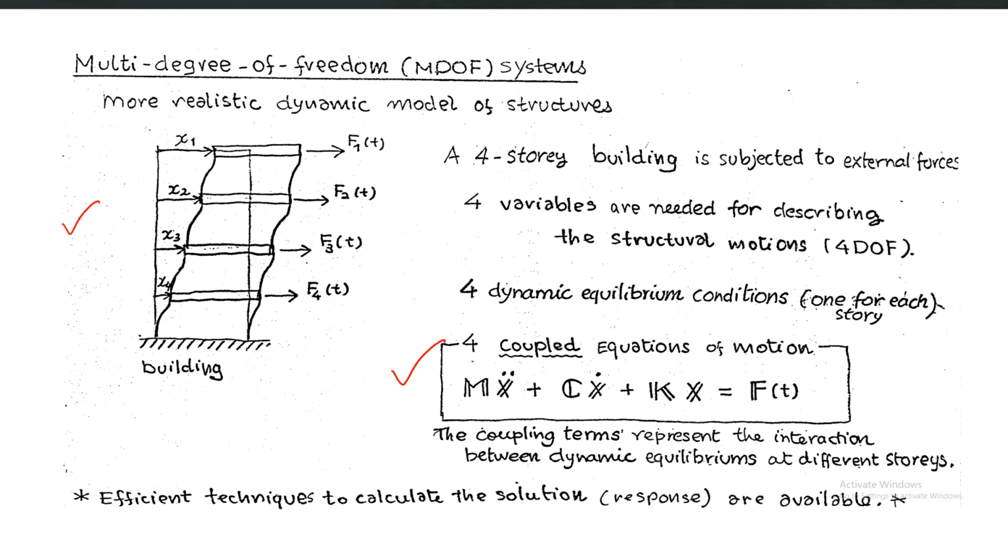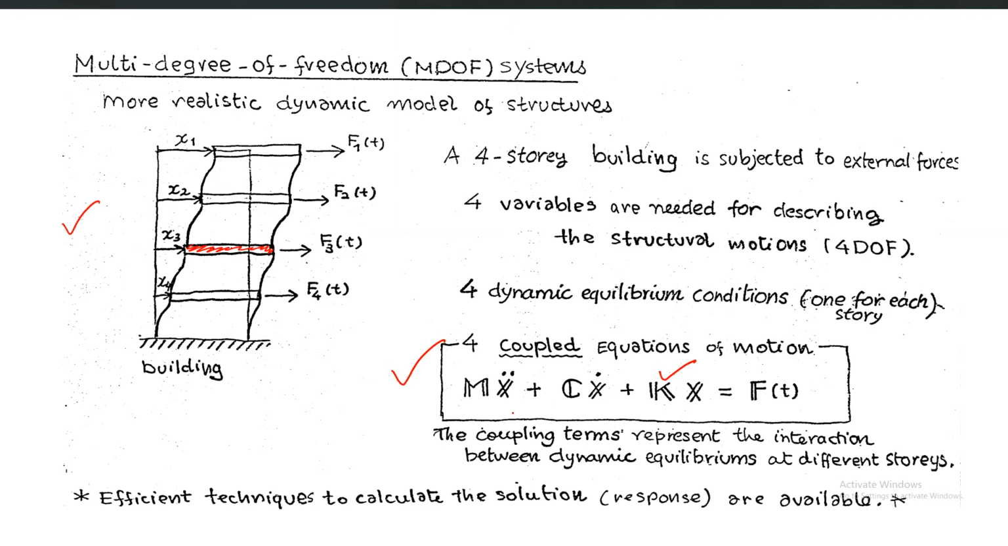So this is the equation of motion for this 4 degree of freedom system. This equation is coupled. The coupling term represents the interaction between dynamic equilibriums at different stories. For example, for the force at the third story, the contribution will be coming from both the third story as well as the fourth story. So the actions are coupled, and that coupling is represented by off diagonal terms in the K matrix. So the K matrix will not have only diagonal values but off diagonal values also, and therefore the matrix equation has to be solved simultaneously.